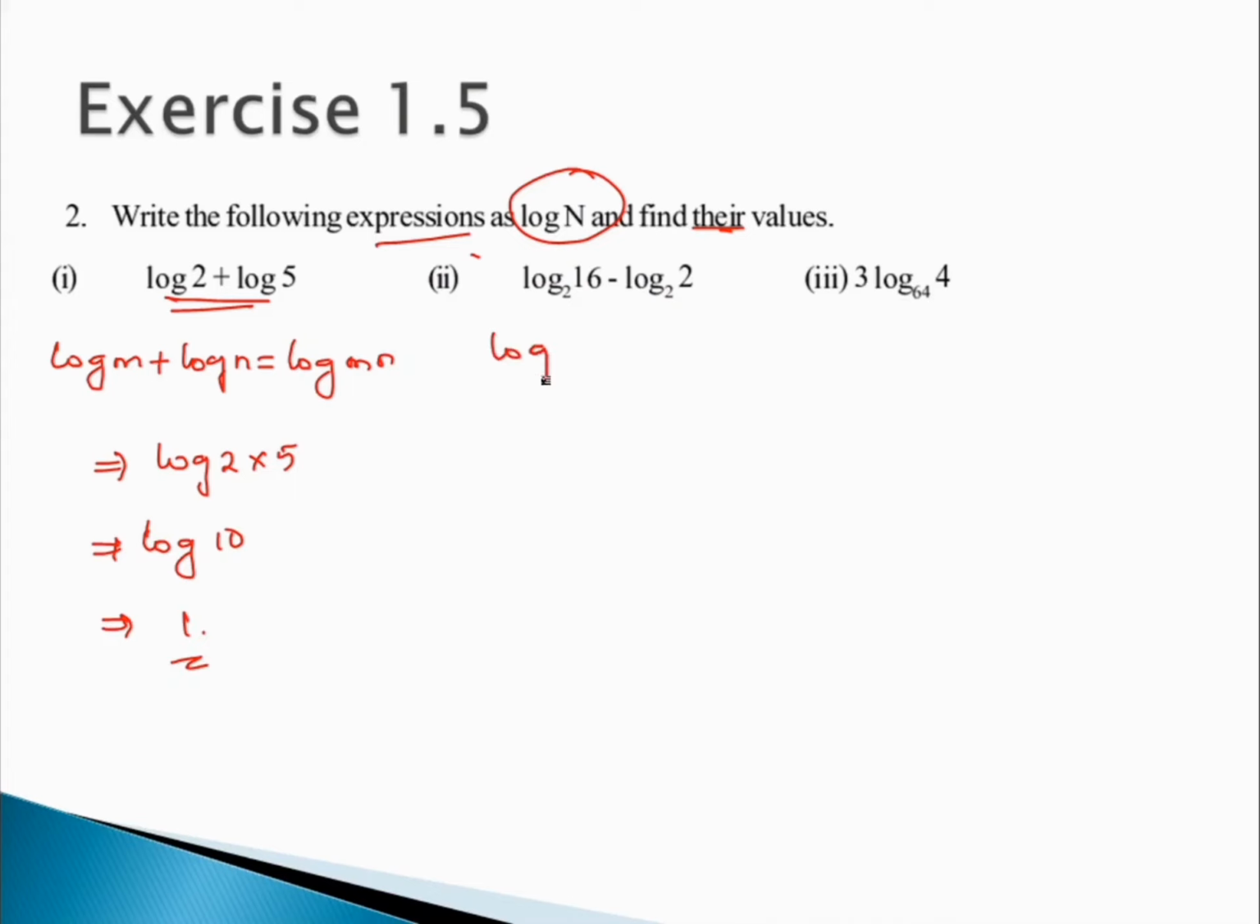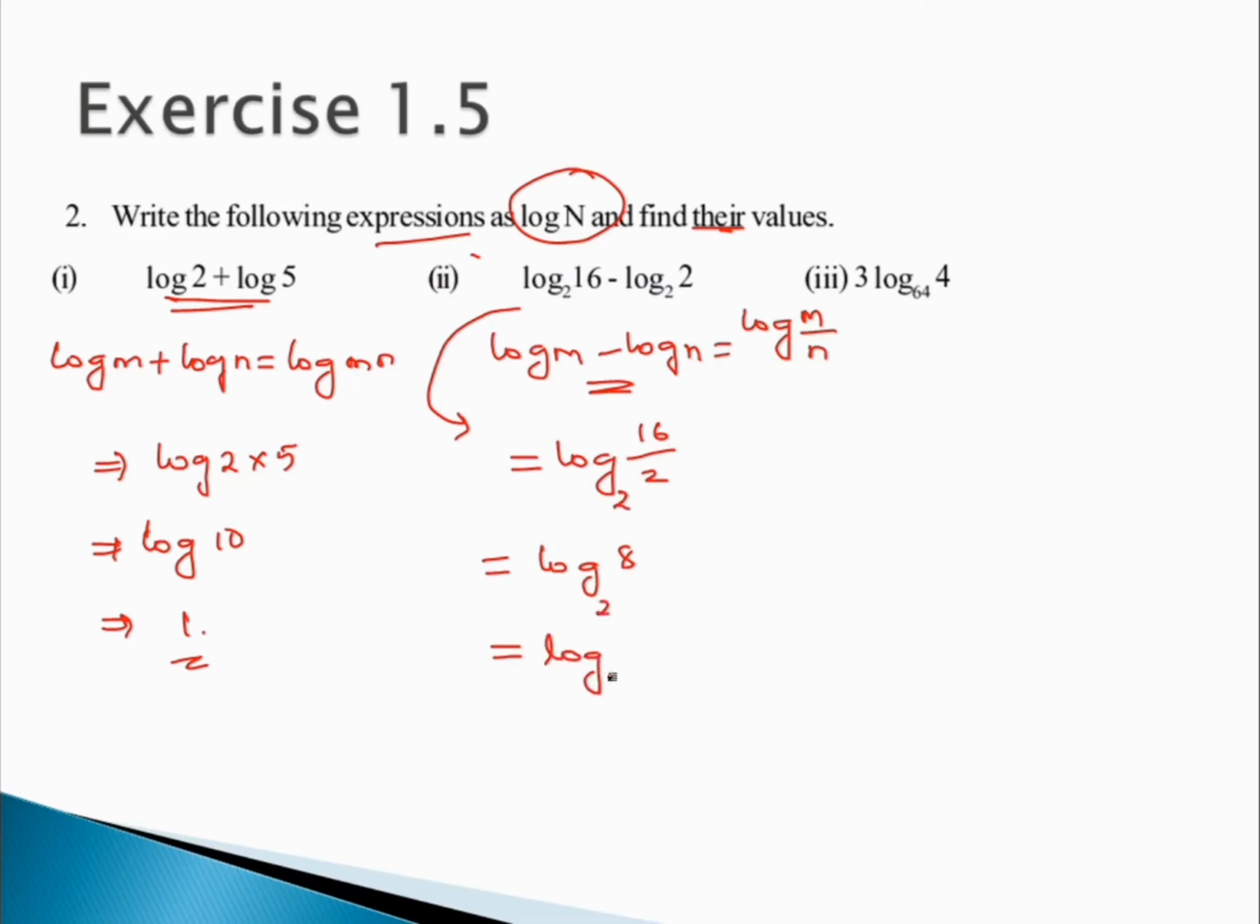Now this is your subtraction thing. Whenever you have subtraction, that is log m minus log n, the resultant is log of m by n. Using this formula, I can rewrite this one as log of 16 by 2, and then dividing this comes out as log 8, right? Log 8, you have a base number here, 2. So I can write this as log 2 of 2 cube, and I'm shifting the number over here, so this becomes 3 into 1.